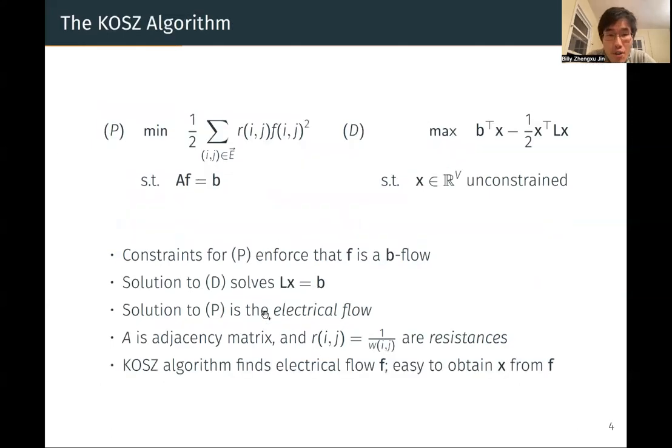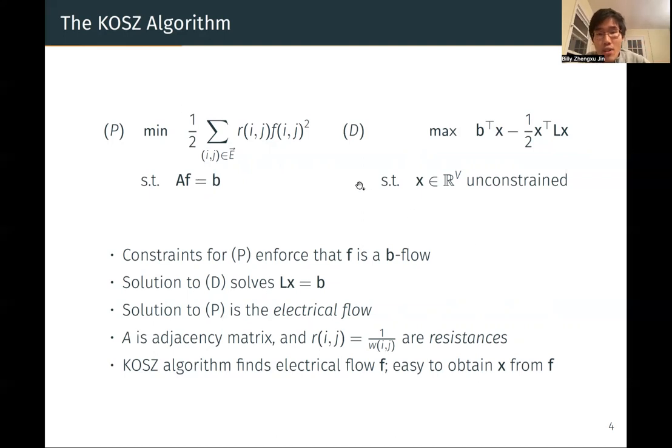All right. So let's look at the algorithm of Kelner et al., which we'll call the KOSZ algorithm from now on. So consider this primal dual pair of convex optimization problems. Let's look at the dual first. The dual is an unconstrained optimization problem. And it turns out that the optimal solution to the dual is exactly the same as solving Lx equals b. This can be seen by taking the gradient of the objective and setting it equal to 0.